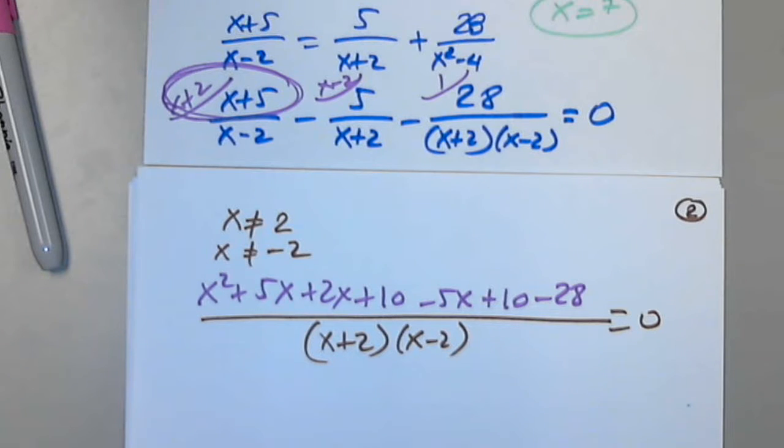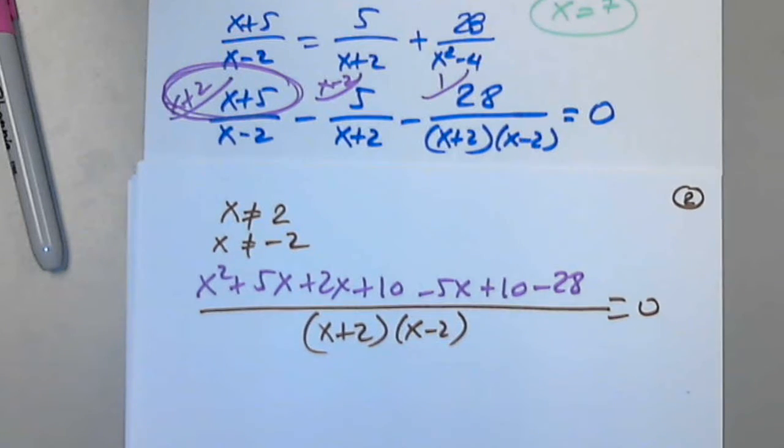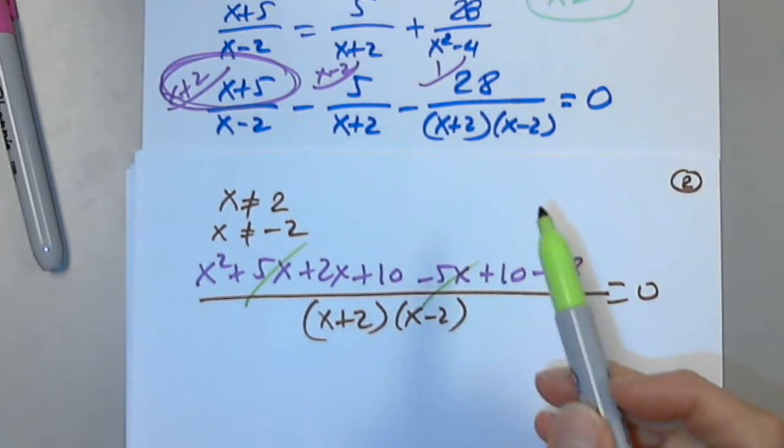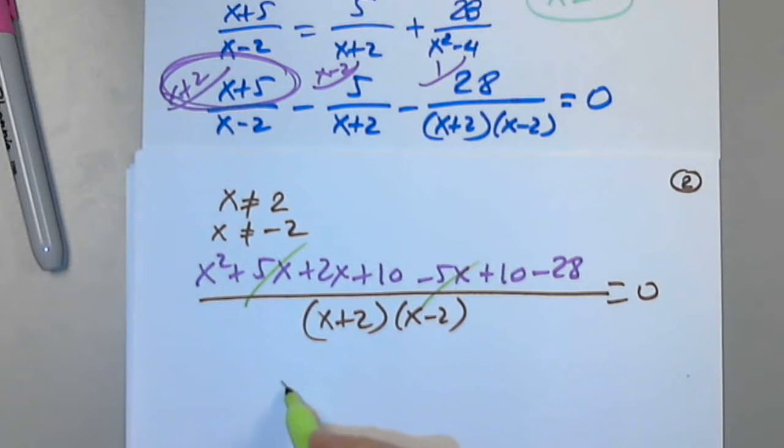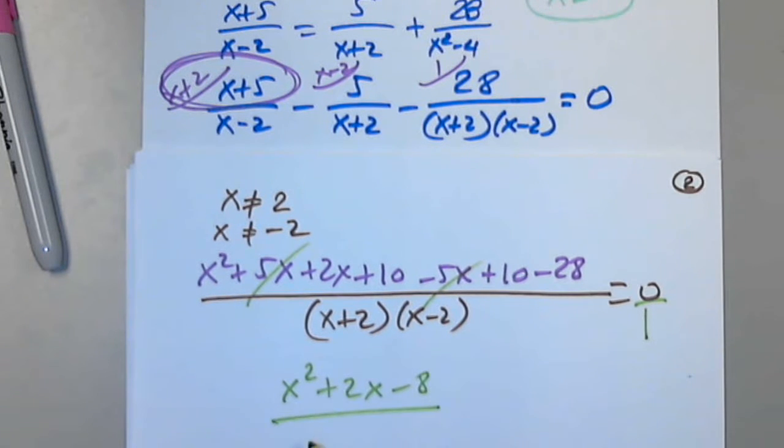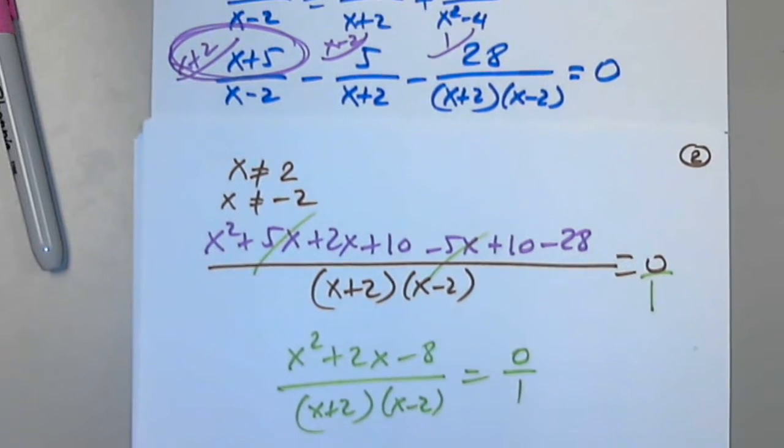Okay. So is this okay? Yeah. So these two go away. Then we have x squared. So this is over 1. X squared plus 2x minus 8 over x plus 2, x minus 2 equals 0 over 1.